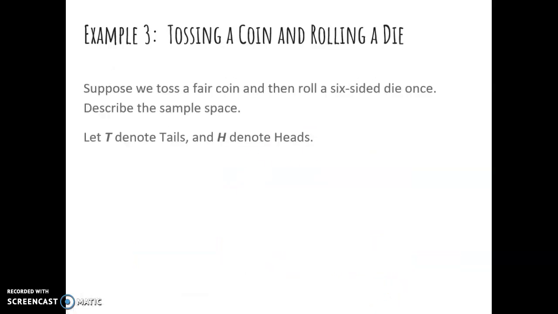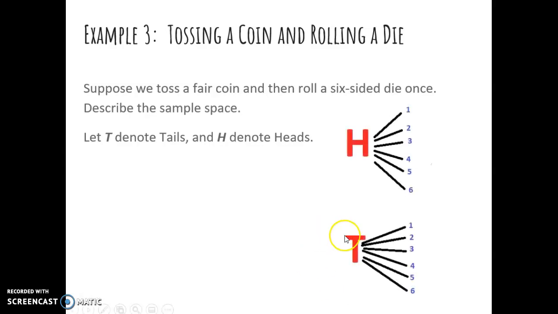Okay, suppose we toss a fair coin and then roll a 6-sided die once. Describe the sample space. So you can do this as a tree diagram as well. Let's denote T for tails and H for heads. So here's the sample space. I should have given you an opportunity to pause and try it, but here you go.